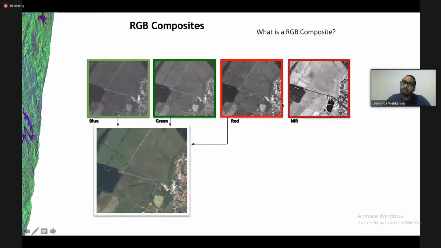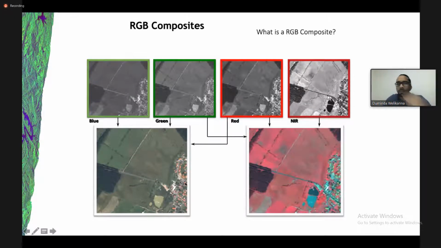So we can combine them in RGB, because what we see on the computer screen is RGB. So if we put red into red, green into green, blue into blue, you will see a normal image. We call that a true color image, true color composite. That means red is given to red, green is given to green, blue is given to blue. So you will see a normal image. You can see the vegetation green, buildings in this area. There is a ground here, and there is a path here, a car track, and there is a road here. You can see that. It's true color.